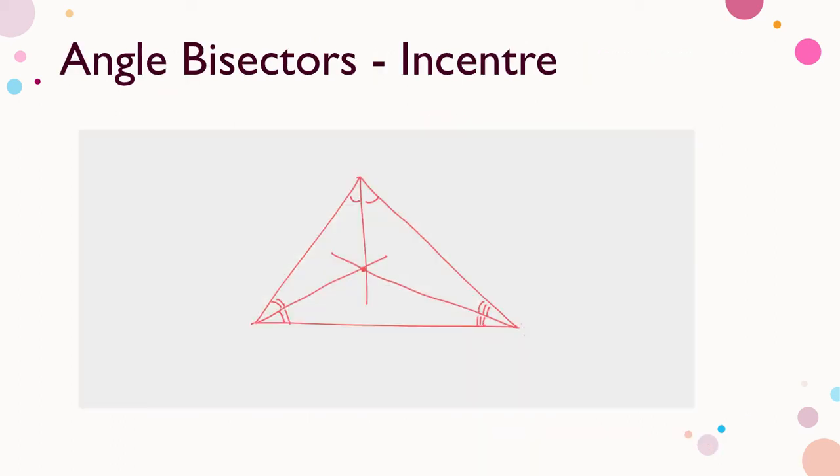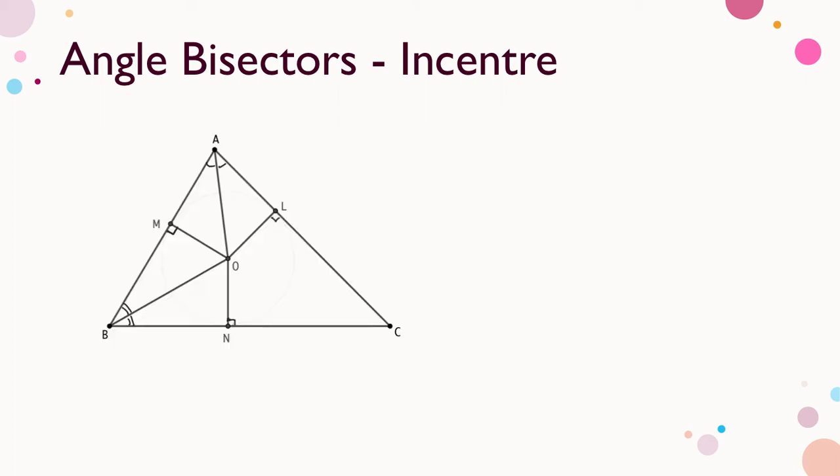We can make use of the similar structure of arguments to prove why the three angle bisectors are concurrent, and the intersection is the center of the circle inscribed inside the triangle. Pause and try. Let the angle bisectors of angle A and angle B intersect at O. Drop the perpendicular from O to the sides AB, BC, and CA at M, N, and L respectively.